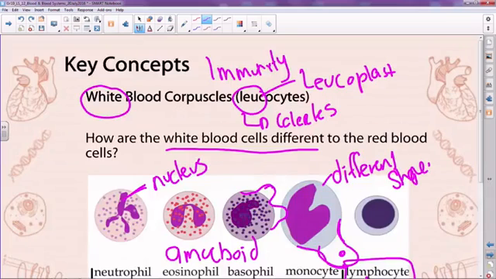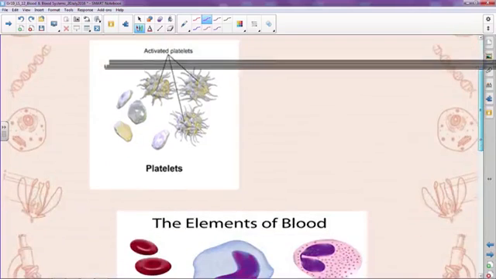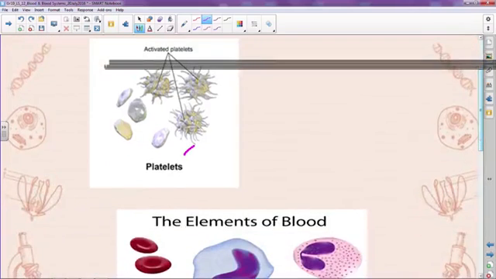Now our last cell. It's our tiny, tiny little fragments. As you can see there, they're little disc shaped. These are the one cell that most of you have seen, because you call it your scab. So when you cut yourself open, they're the ones, they're flat little discs.